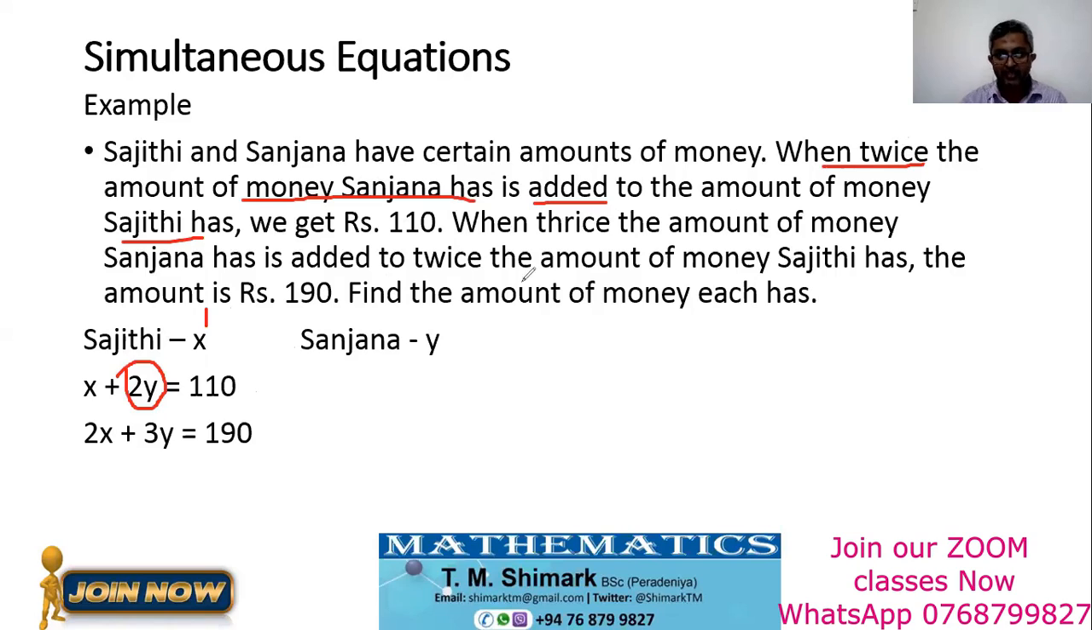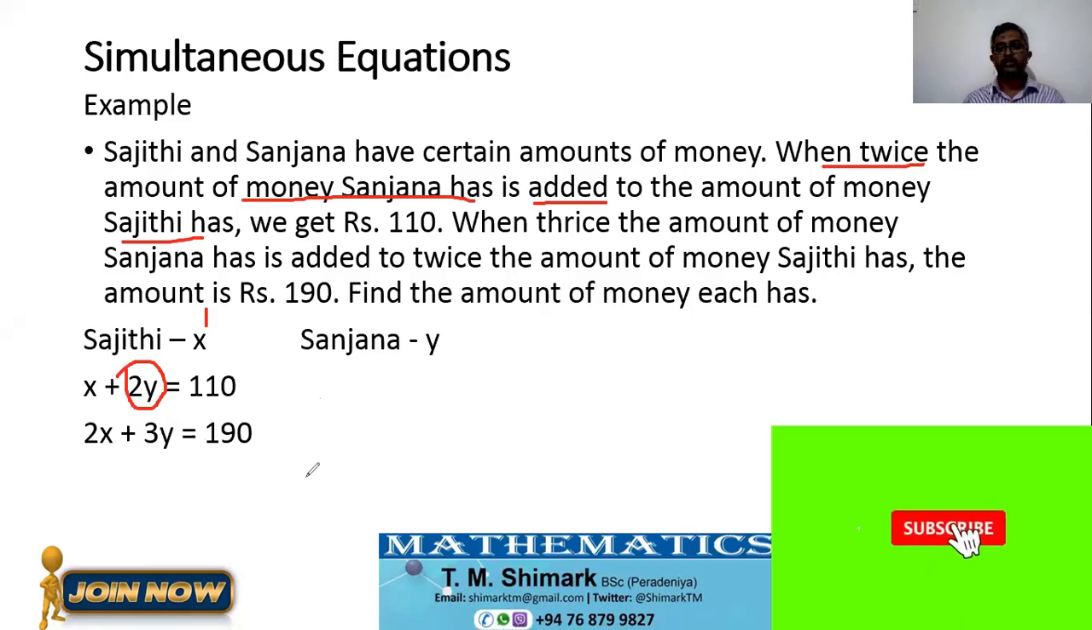Thrice the amount of money Sajna has, Sajna is y, is added to twice the money of Sajiti. Sajiti is x, so it's twice. So added is added, and the amount is going to be 190. So simple, of course, not difficult, but you carefully read and get the answer. Then only you will be able to get the answers.